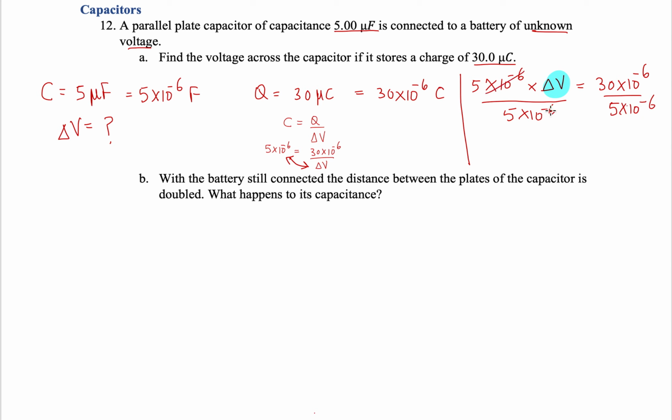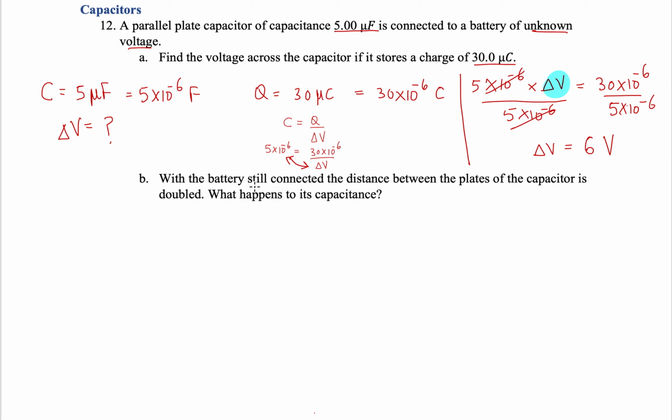This will get cancelled out and we'll get delta V. We can solve this using a calculator, or you can do mental math. 10 to the power negative 6 will get cancelled out. 30 over 5 will give us 6 volt. So that's the answer for the first one.